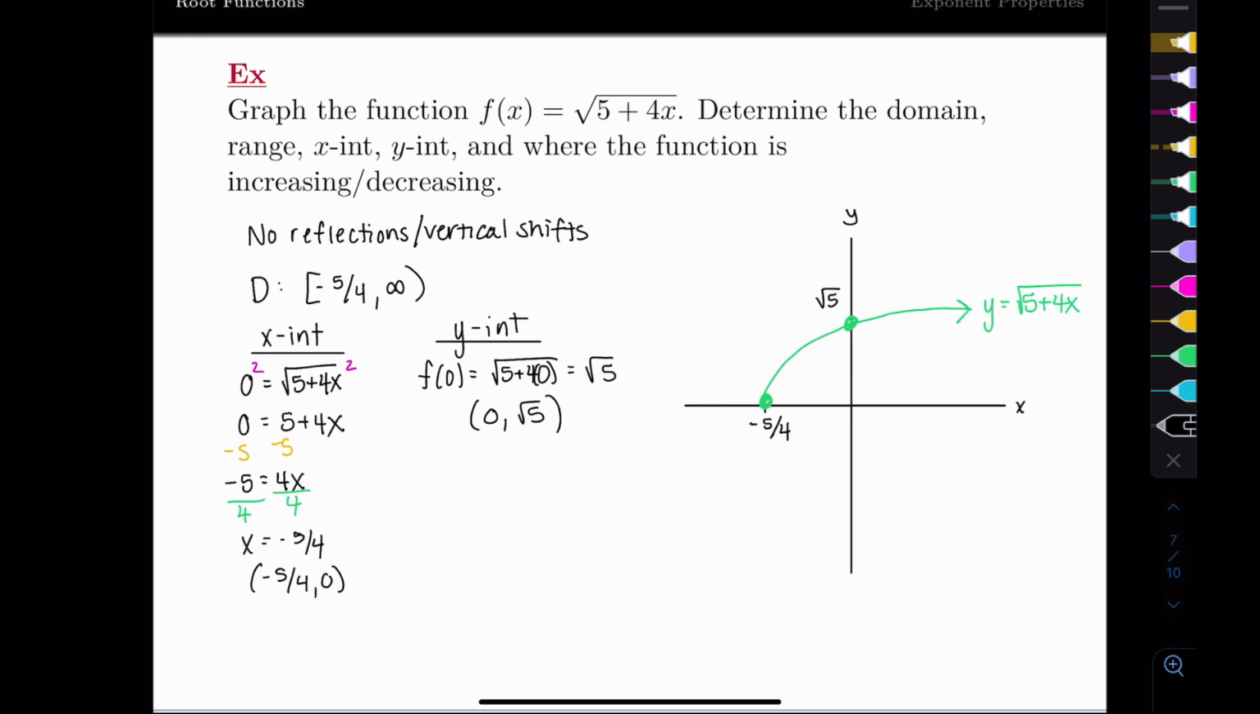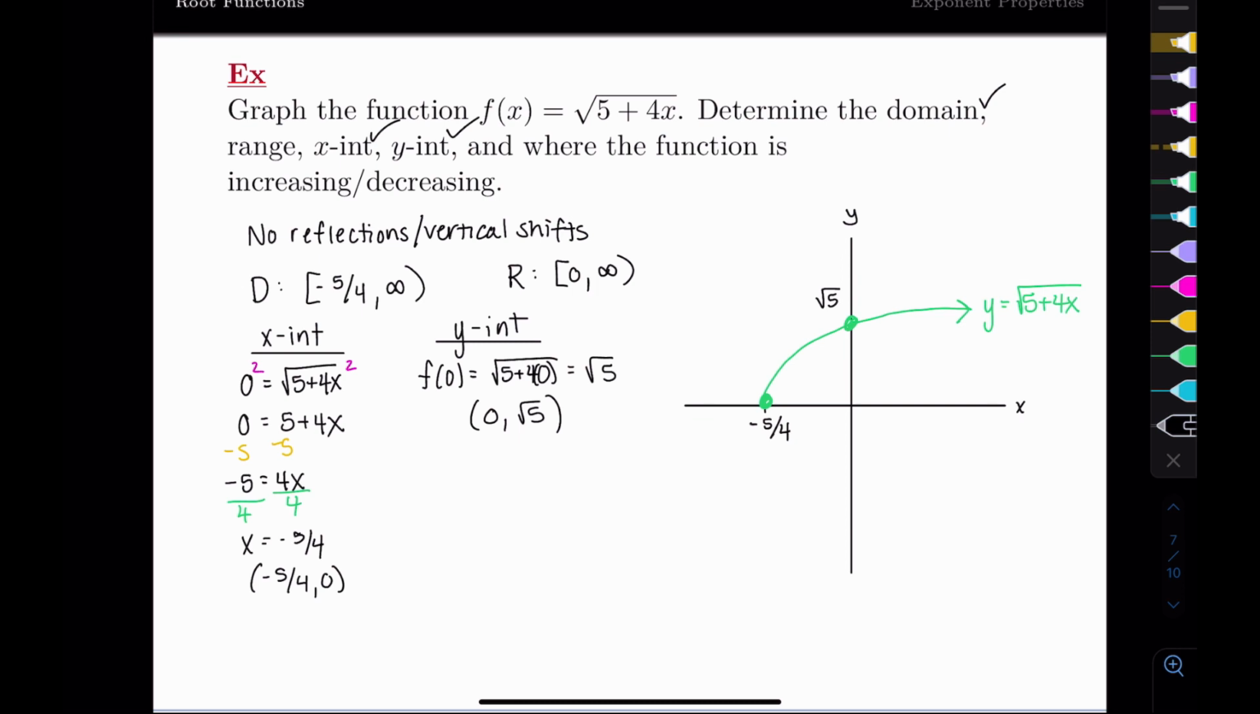Okay. So far we have the domain, we have the x-intercept, we have the y-intercept. We have not done the range, which I'll do right next to the domain. But because this thing hasn't been shifted, our range starts at 0 to infinity. I mean, it hasn't been shifted in the y direction.